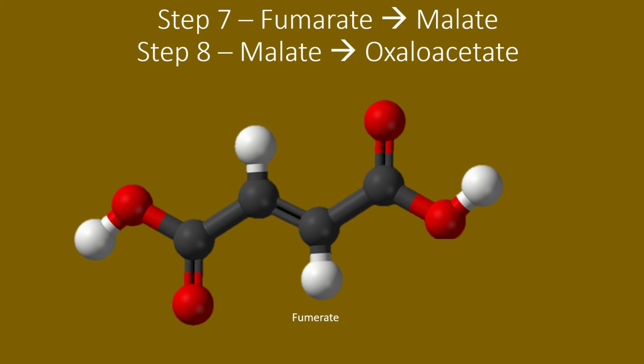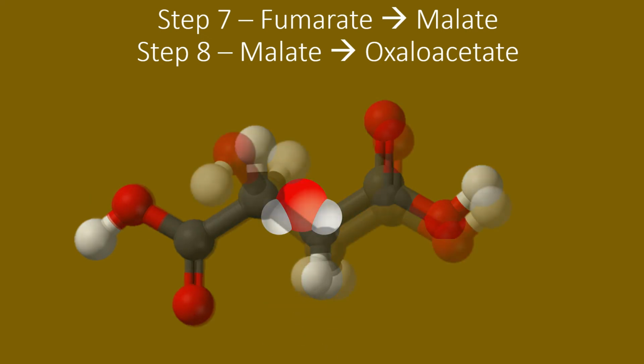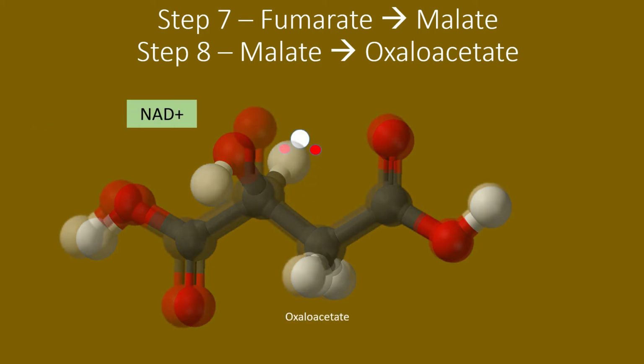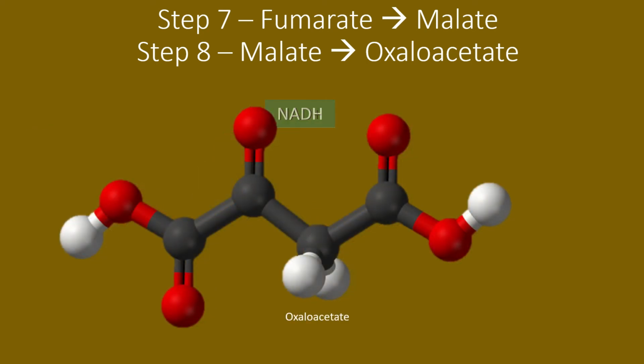In step 7, water is then added to fumarate to make malate. This addition of hydrogen ions and electrons allows for more energy harvesting to occur. In step 8, malate is converted into oxaloacetate, which frees up the last of the hydrogen ions and electrons needed to make ATP. It then becomes oxaloacetate, which can be used again to bind to the next coenzyme A and repeat the process again by making citrate.